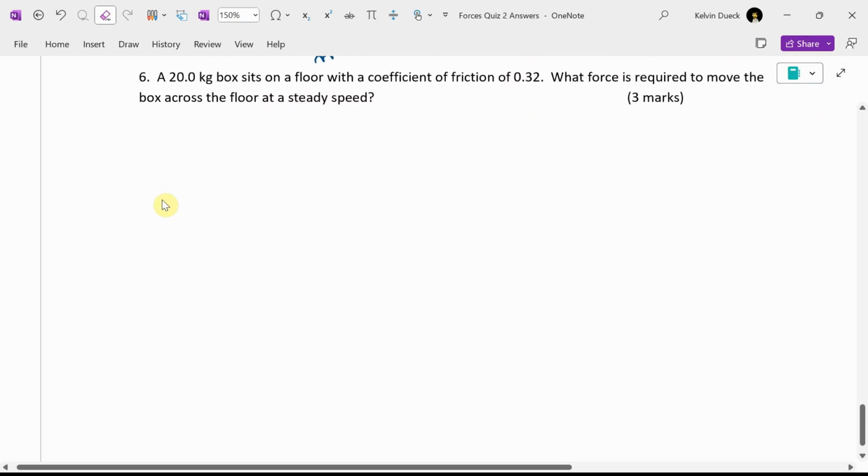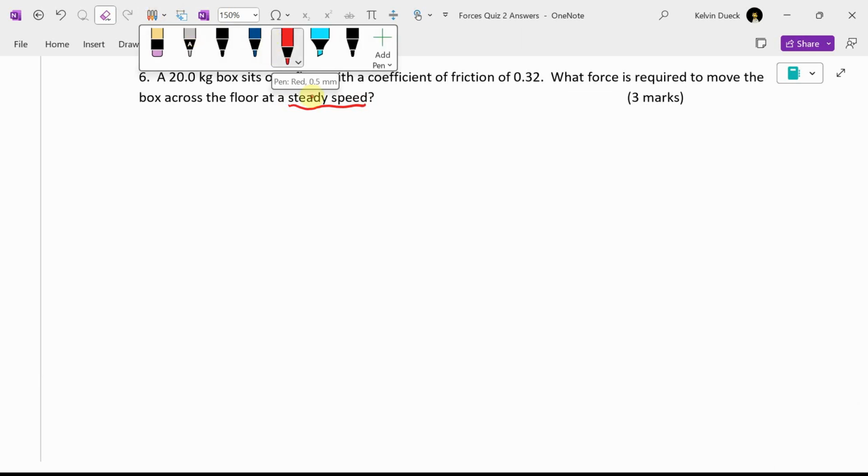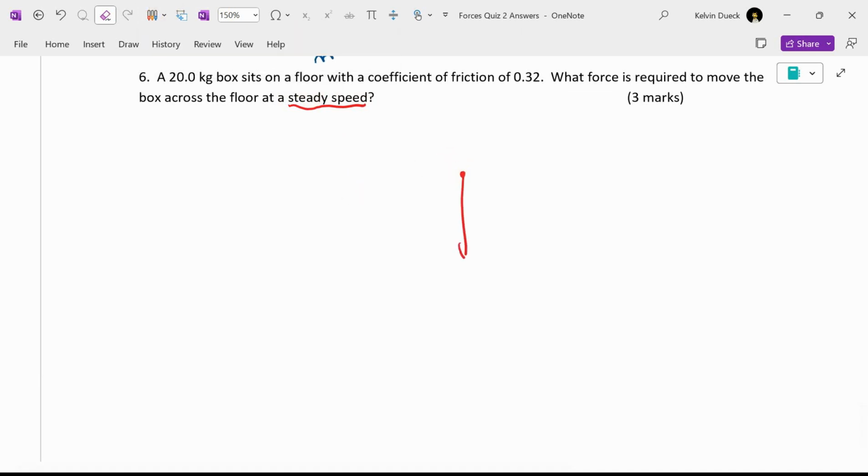What force is required to move a box at a steady speed? Okay, now I'm going to have to do a full free body diagram. We're going to have gravity, normal force. I guess they want me to find F applied. This is what I'm trying to find. How long am I going to draw friction? Bigger, smaller, or the same size as F applied?